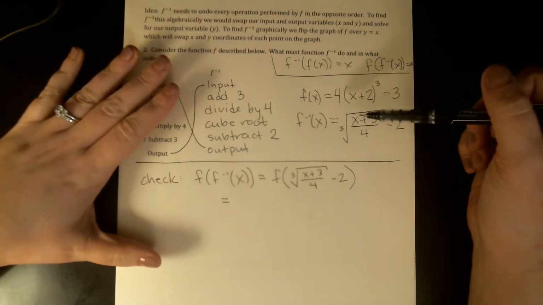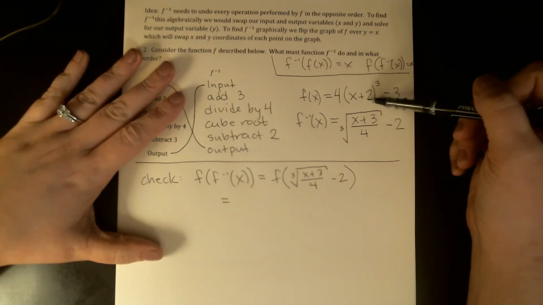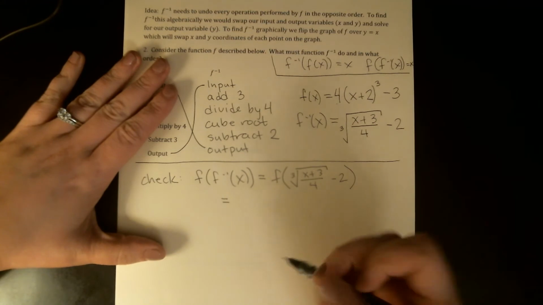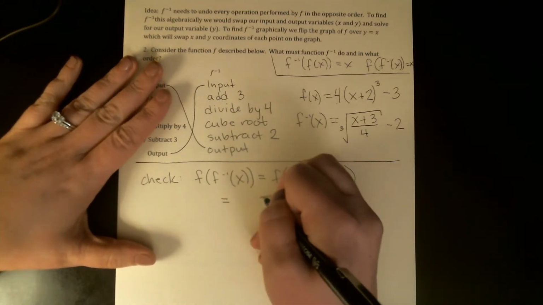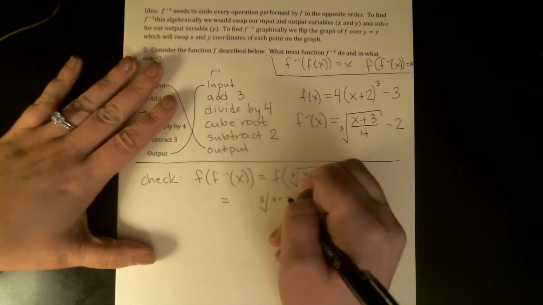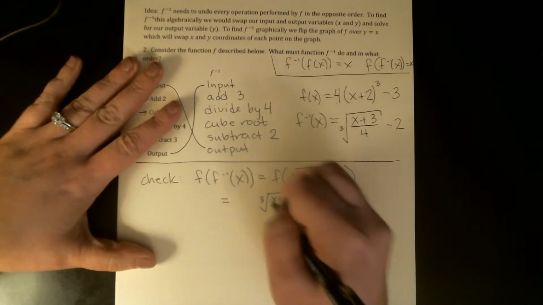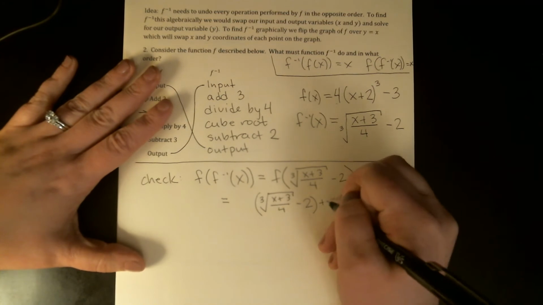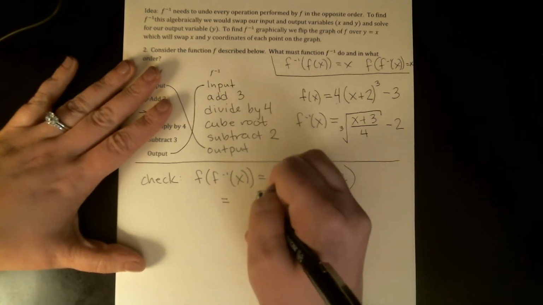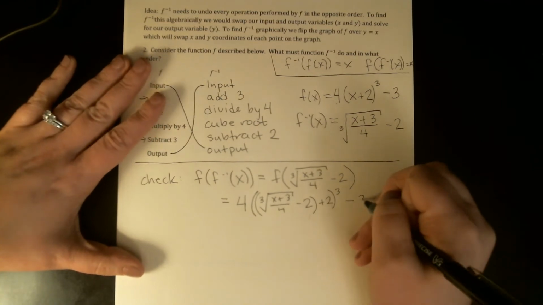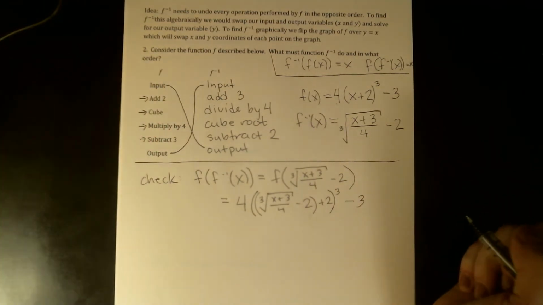So function f is going to take whatever I give it. It's going to add 2, cube it, multiply by 4, subtract 3. So if I take my input, it should do exactly that. It should add 2, it should cube the entire thing, should multiply the result of that by 4, and subtract 3. Okay, so this is a mess.